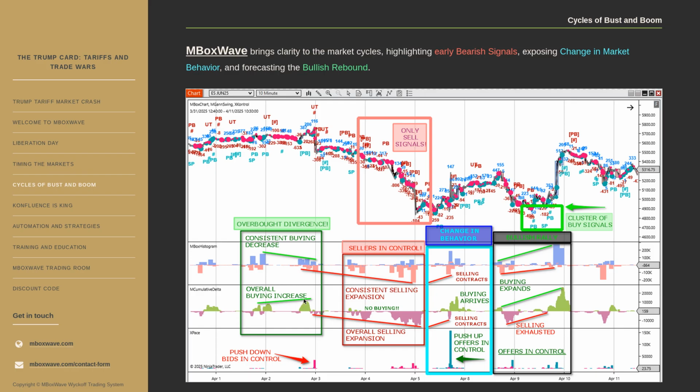It's a mixed signal, right? Mixed signals are never good news. If you're thinking about buying, they're never good news. What it does is create confusion, which means you don't want to be long here. These things do not agree, so you would not want to be long. So we have this overbought divergence in the MQ and delta, and here the consistent buying is decreasing.